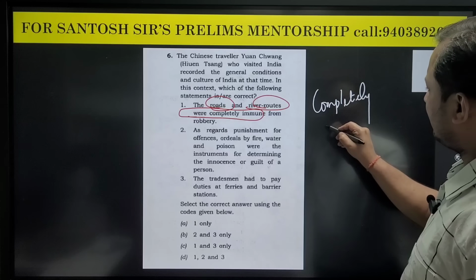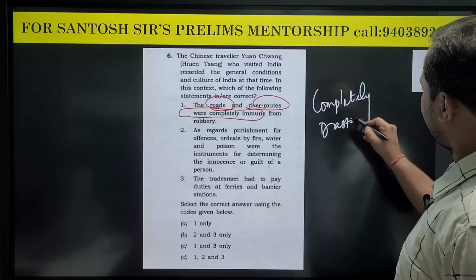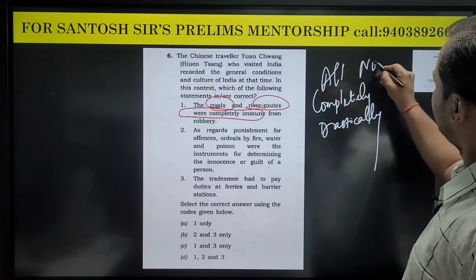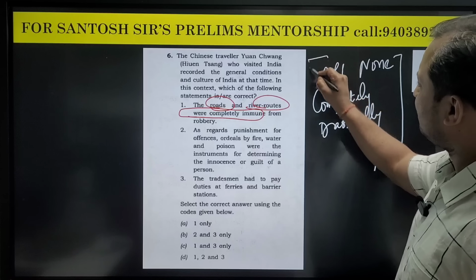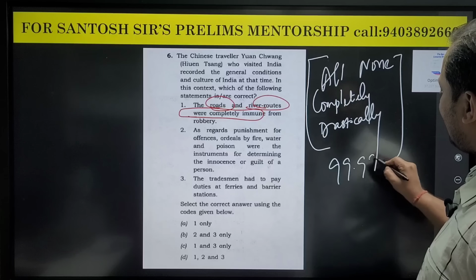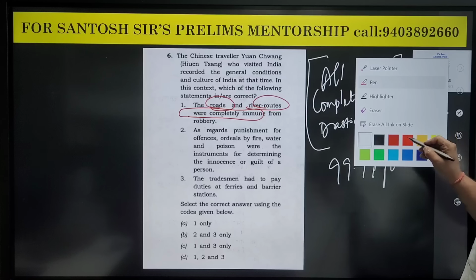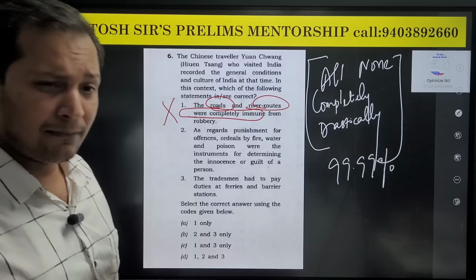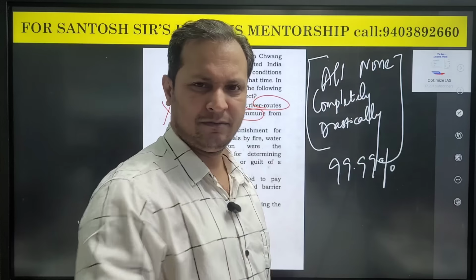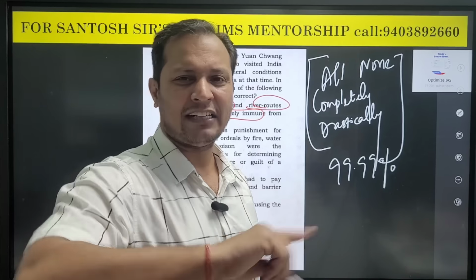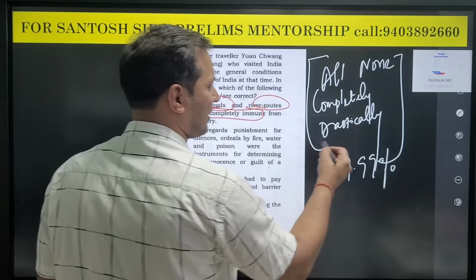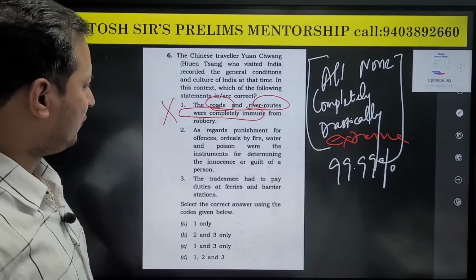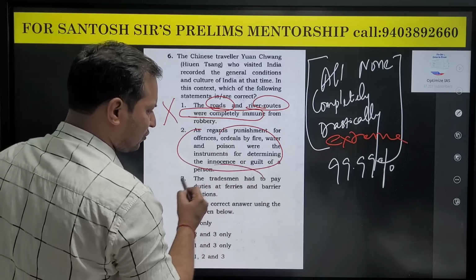drastically, all, none. Guys, 99.99% chances are such statements are incorrect. Statement 1 is incorrect. Whenever you come across words like completely or drastically, these are extreme words. You have to eliminate those. Once you eliminate statement 1, now we don't need to know statement 2, we don't need to know statement 3.